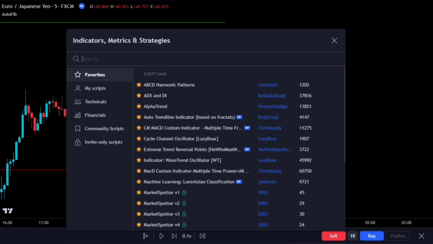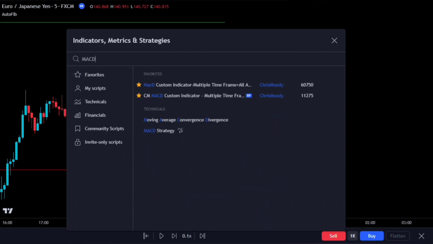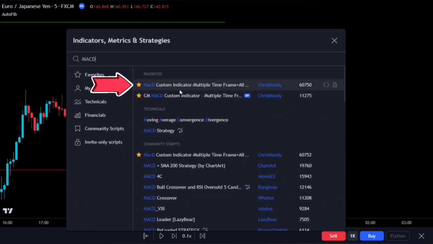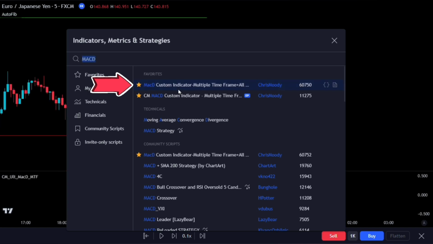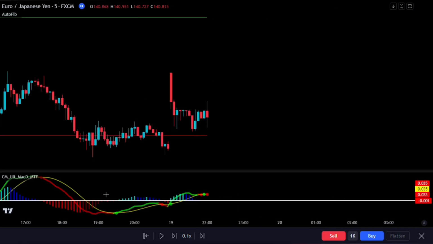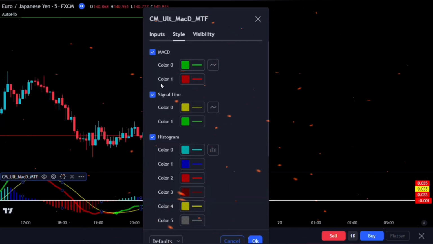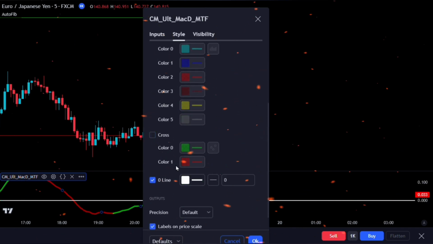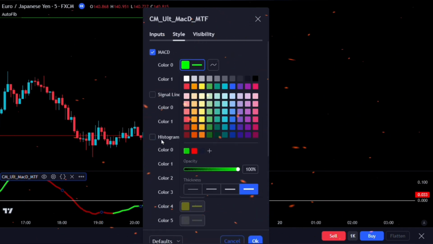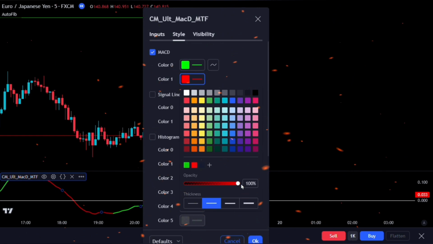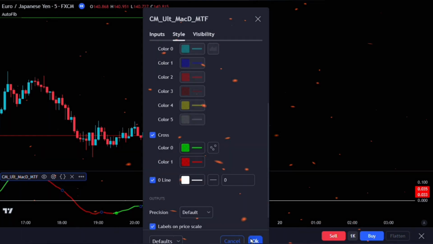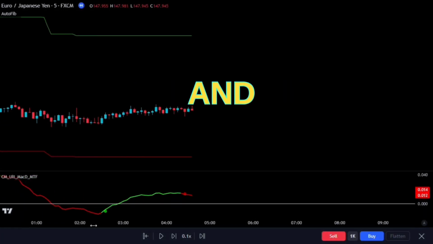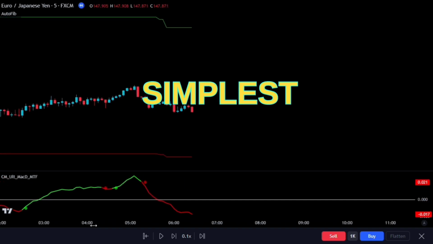Next up, we're gonna add the Moving Average Convergence Divergence indicator by Chris Moody. Search for it and add it to the chart. Then, bring up the settings and uncheck these presets as follows. And that's it. There are different methods to buy and sell in the market, but the simplest and most effective one is this.